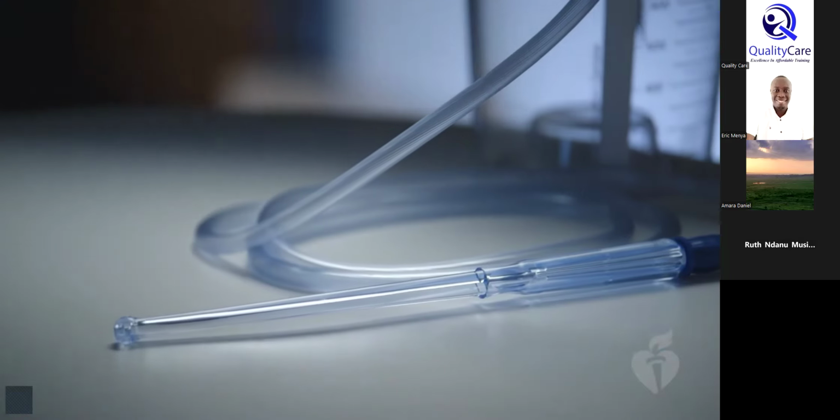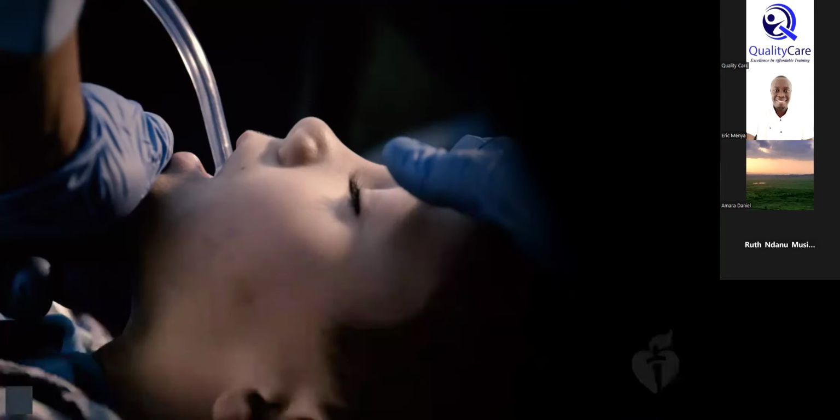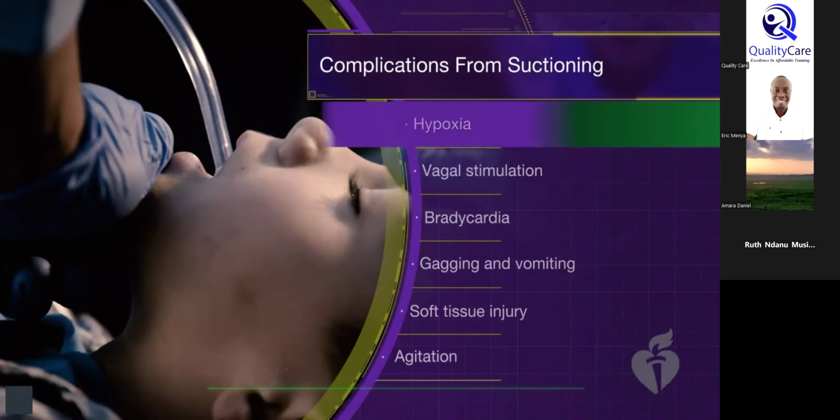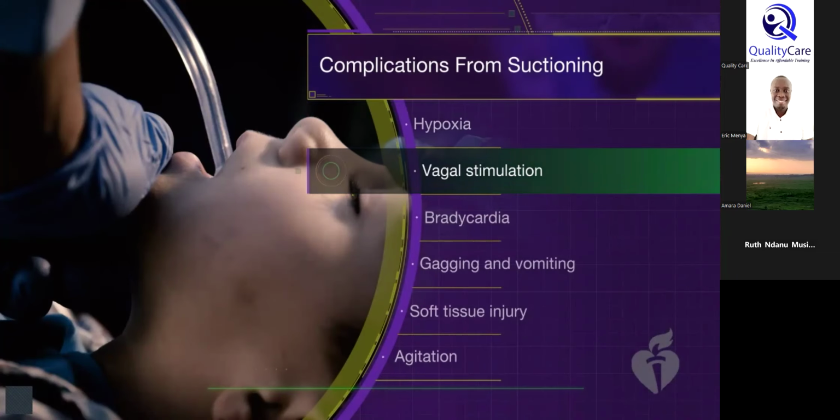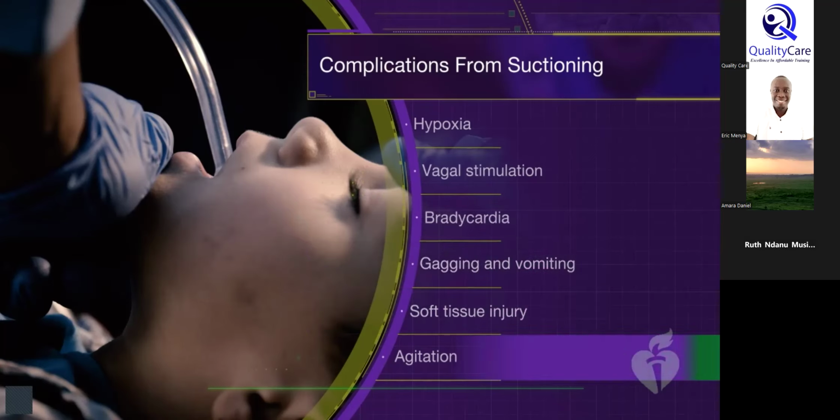Suction devices can be either portable or wall-mounted. Those used in children should have adjustable suction regulators so that you can minimize tissue trauma. Semi-rigid pharyngeal tips and various sizes of catheters should be available. Complications from suctioning may include hypoxia, vagal stimulation, bradycardia, gagging and vomiting, soft tissue injury, and agitation that may further compromise the patient's cardiorespiratory status.